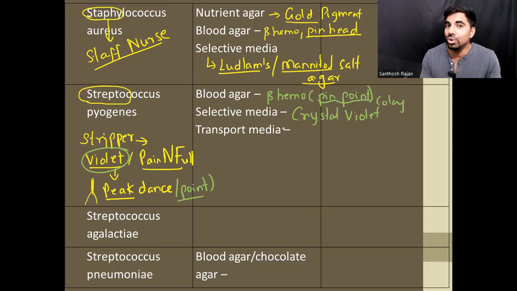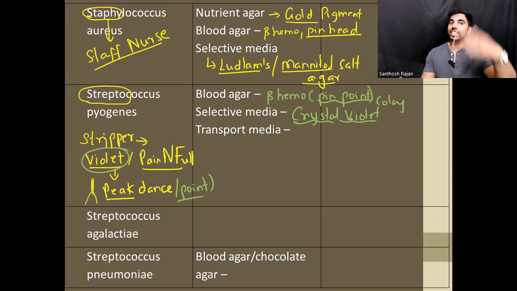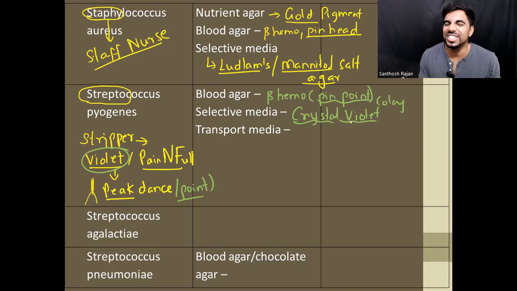But don't forget, this crystal violet here, she's a stripper. The violet in Gram stain takes safranin, that's for Gram stain. Here, this crystal violet is the special selective media for Streptococcus pyogenes, the strippers. Transport media, I told you, peak. So it is Pike's media. Pike or point, everything, okay?